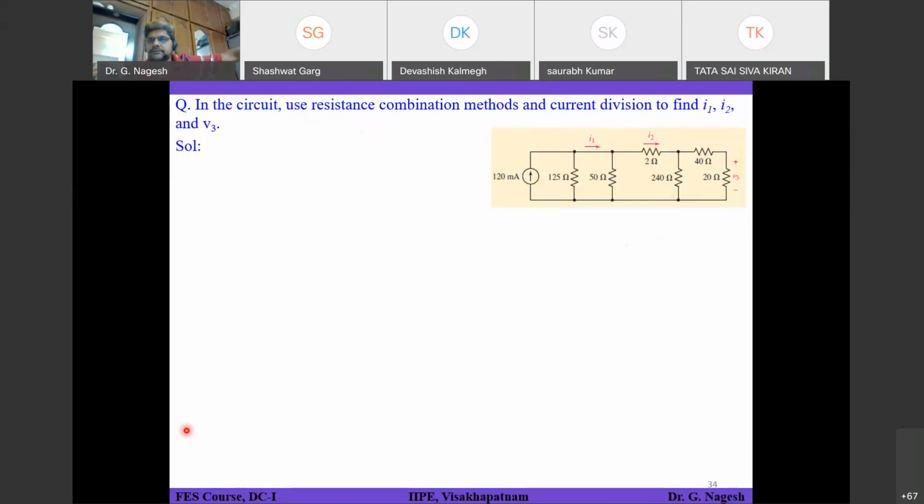First point. So once you know I1, then you have 50 and 50 in parallel, then you can use the current division rule to find out the current in the extreme left 50 ohms. So that will be equal to your I2. After that maybe you have to again come back to 240 ohms and 48 ohms, for 60 ohms, and then you have to solve.